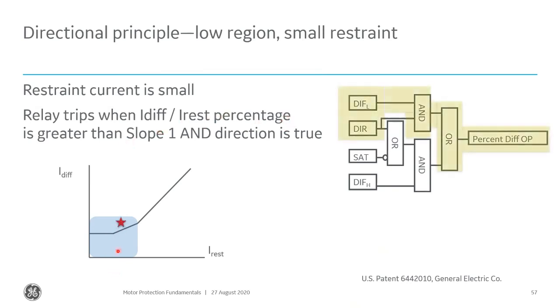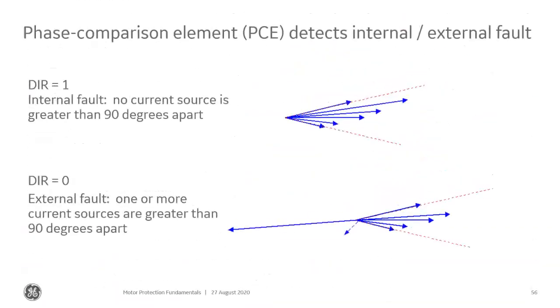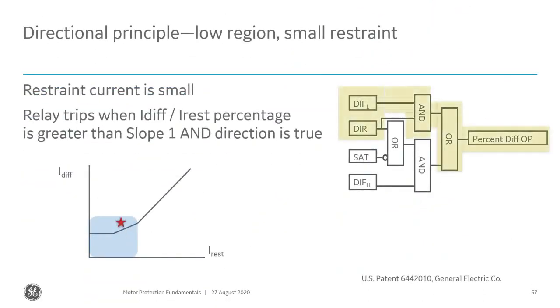If the restraint current is small, you're operating in this lower region, and your direction is on. That is right. Internal fault. All the fault currents are within 90 degrees of each other. So low fault current, direction is set. Get both of those, it's going to trip for your percent differential.